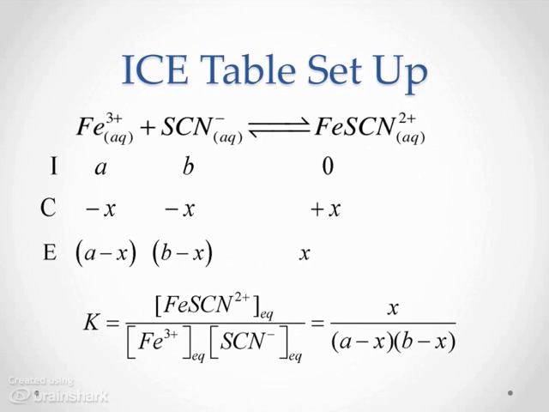So then, to work out our equilibrium constant, our K value, remember we're working out the ratio, effectively, of our products to reactants at equilibrium. So then, if we think of that in terms of algebra, we've got our X term there, divided by our A minus X term, times B minus X terms.